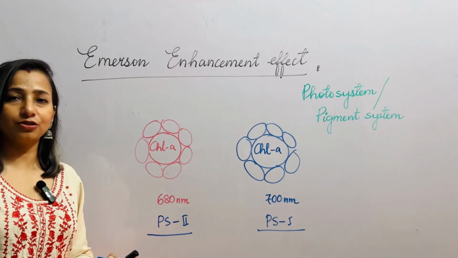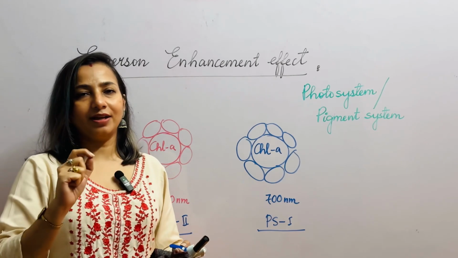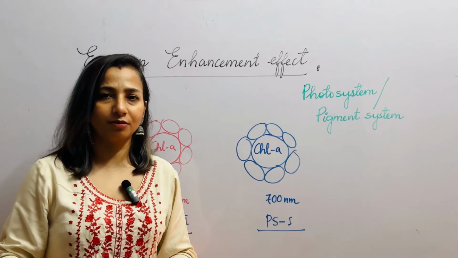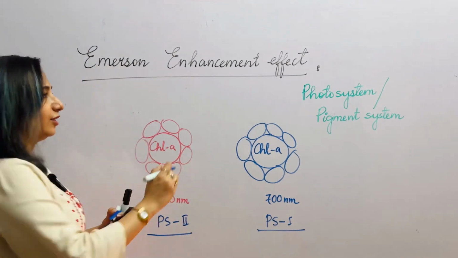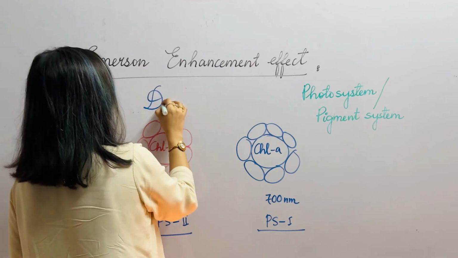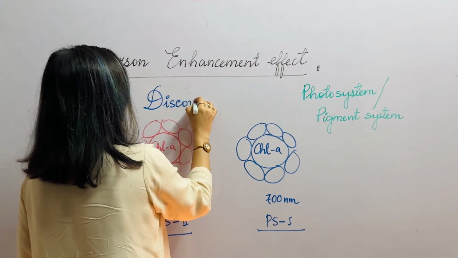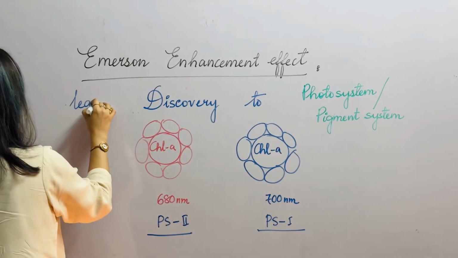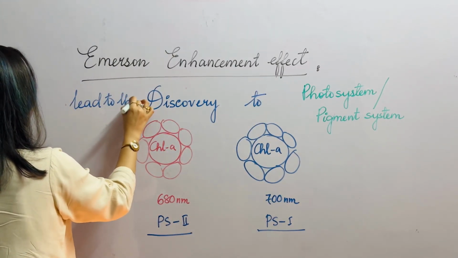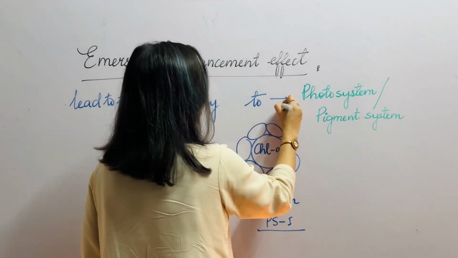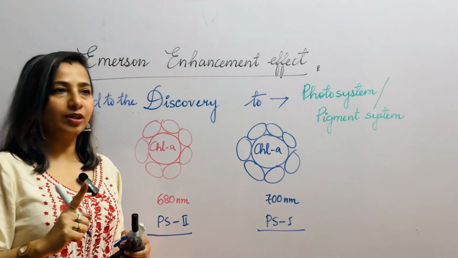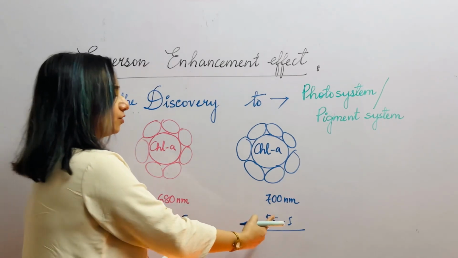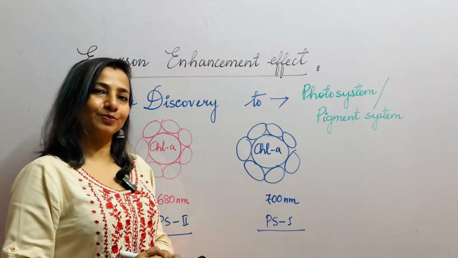So this question came in one of the previous NEET examinations. They asked a question like: Emerson enhancement effect led to the discovery of... They might give you different options. The correct answer is what? The Emerson enhancement effect led to the discovery of two discrete or separate pigment systems or photosystems, and they are called what? PS1 and PS2.